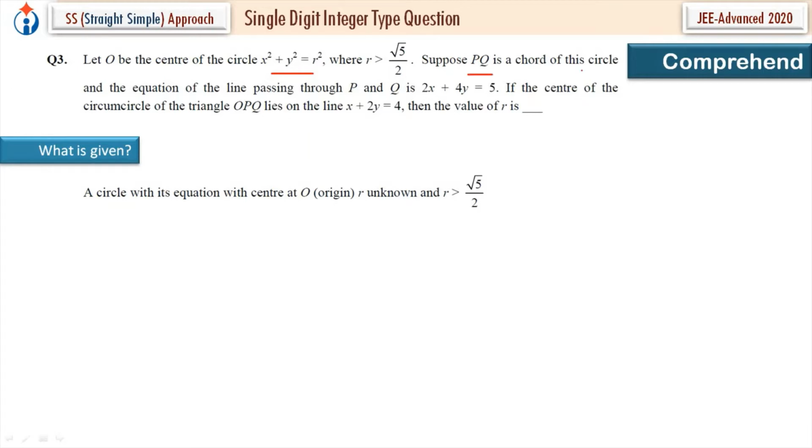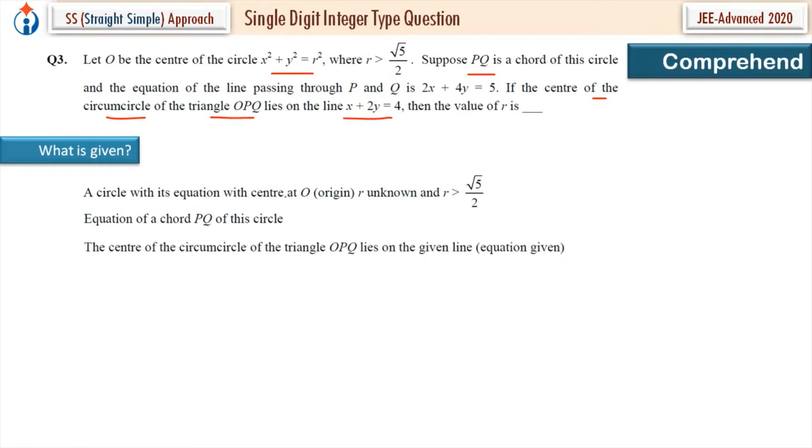Suppose PQ is a chord of this circle and the equation of the line passing through P and Q is this. So equation of a chord PQ is given. If the center of the circumcircle of the triangle OPQ, O is the center, P and Q are the endpoints of the chord, lies on this line. So the center of the circumcircle of the triangle lies on the given line, equation given. What is asked? The value of R, radius of this circle. Let's analyze.